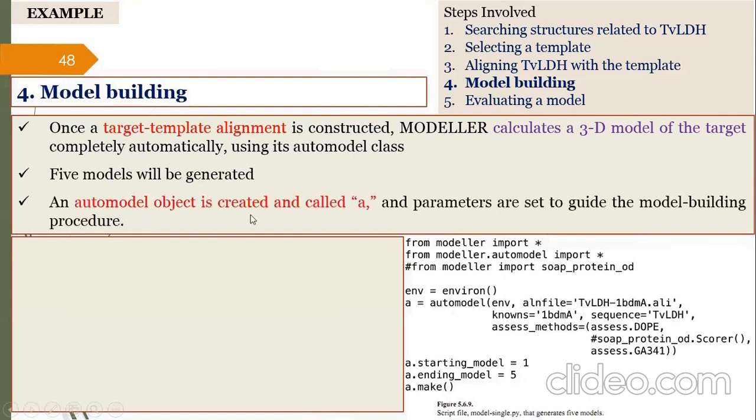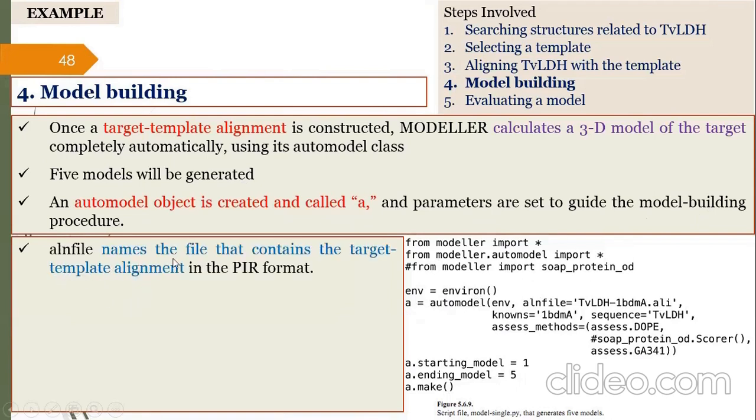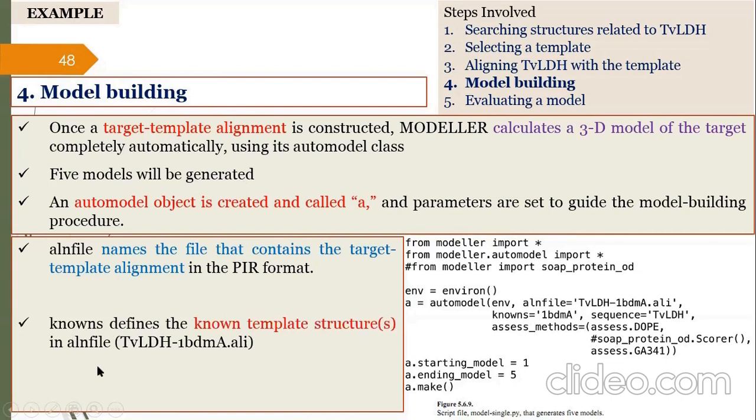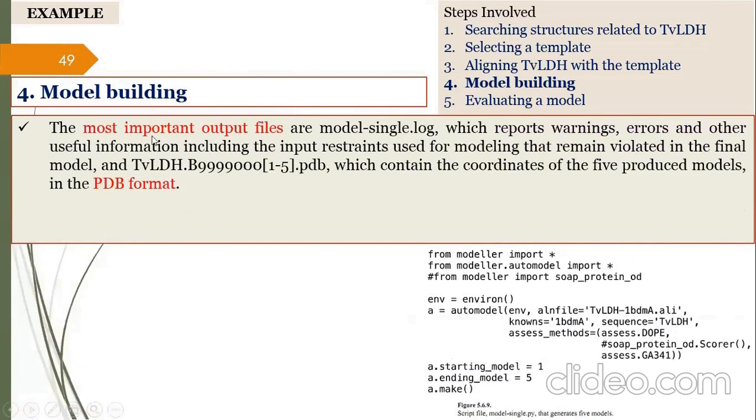An auto model object is created and called A. So this has been created and we call it A. And the parameters are set to guide the model building procedure. Align file, name the file that contains the target template in the PIR format. We have already discussed this, and knowns are the structures that we already know, and we have saved them with these names, and the sequence defines the code of the target sequence. So the code of the target sequence. Okay, so the most important output file will be in the model single.